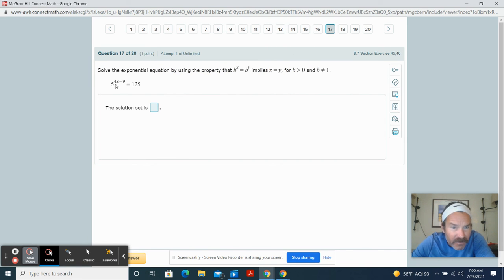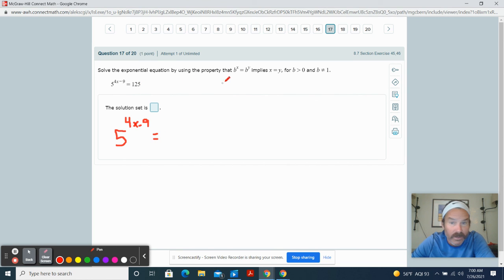Okay, 5 to the 4x minus 9 equals 125. It's kind of a hint here that they use 5 as the base on the one side because 5 can't be written any smaller. So this 4x minus 9 is the exponent. In order to use this method, b to the x equals b to the y implies x equals y, we have to make the bases the same. So we need to make 125 a base 5.